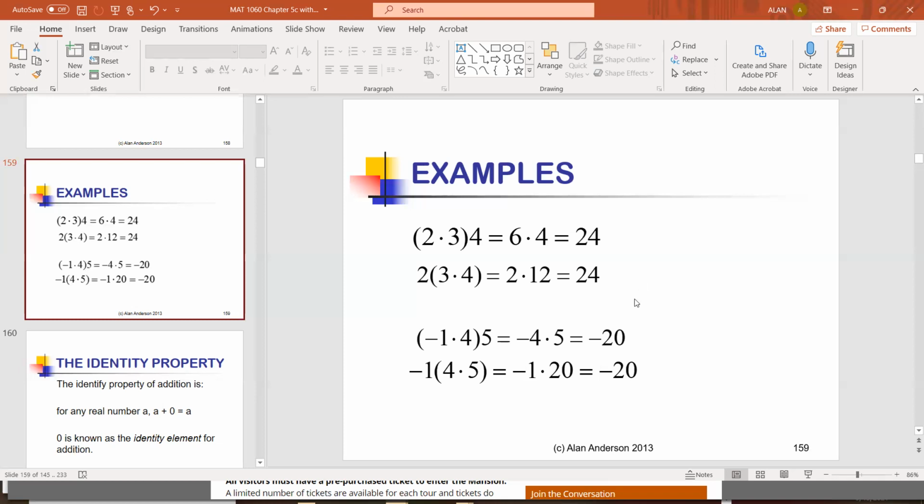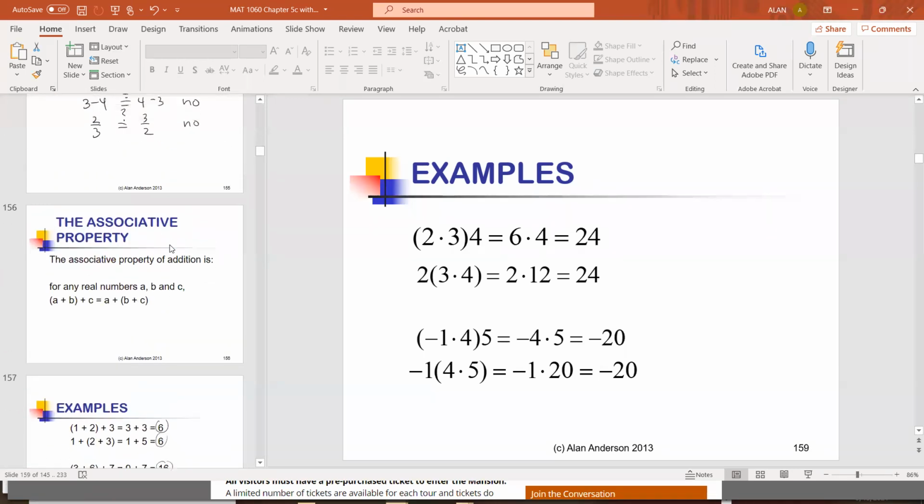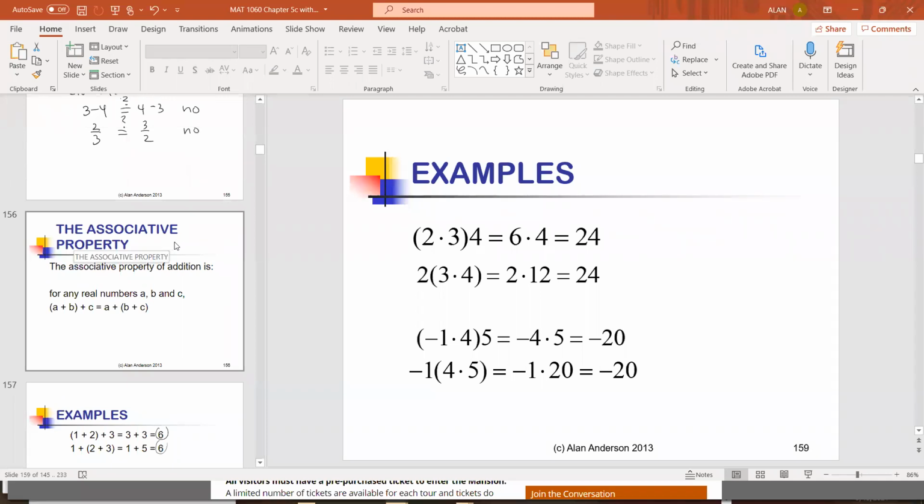Now that's still true with negative numbers. So down here in the first row, I have in parentheses -1 times 4 times 5, or -4 times 5, or -20. Below that, I have the parentheses around 4 and 5 instead of -1 and 4. So I've got -1 times 20, which of course is also -20. So that means that the associative property is defined for multiplication and addition.